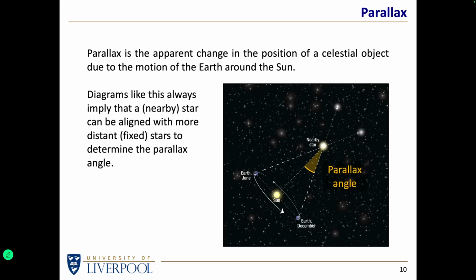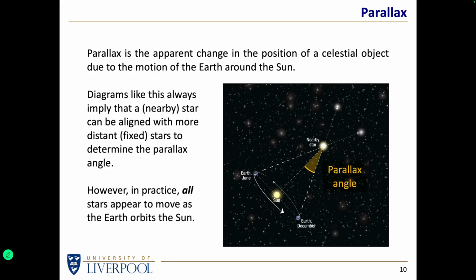You can see the parallax angle is going to be very small if the stars are a long way away compared to the distance from the Earth to the Sun, which is of course the case. The distance from the Earth to the Sun is 150 million kilometers, but the stars are, generally speaking, light years or tens or hundreds of light years distant. So that parallax angle is a very small angle.